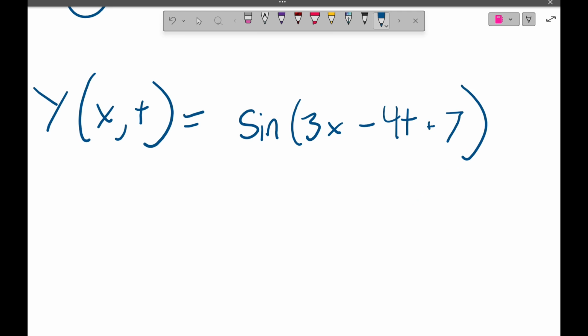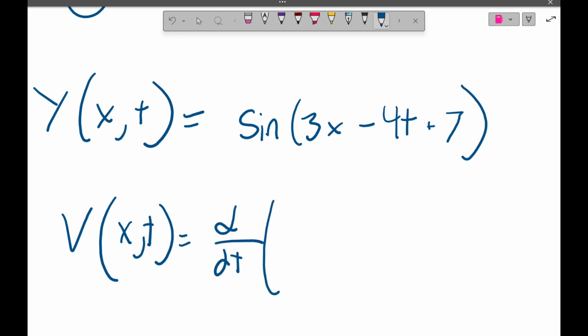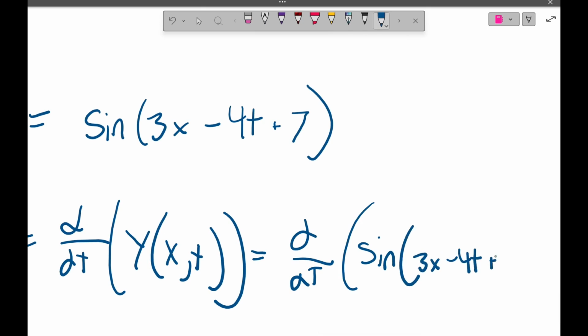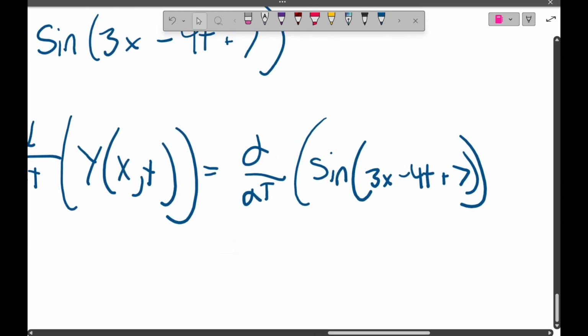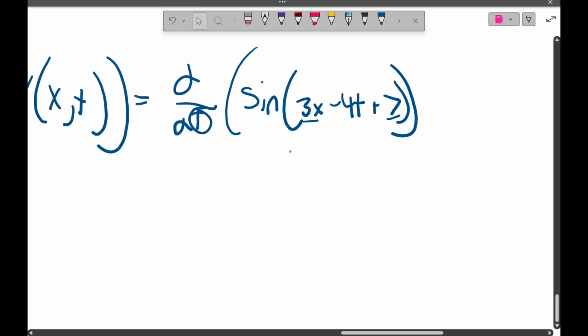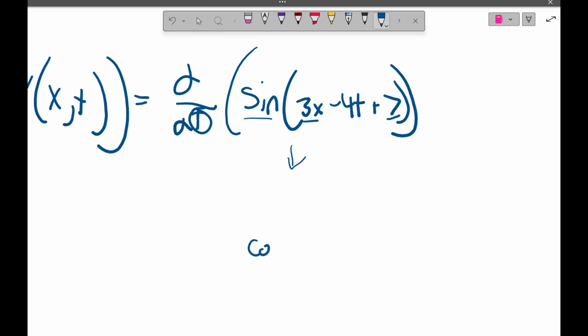but it doesn't matter. Because when I go to take v of x and t is equal to del t of y of x and t, then del t of sine of 3x minus 4t plus 7, right? I'm taking the derivative with respect to t. Okay, I don't care about the x term. I don't care about the constant. I mean, they're staying along for the ride, but really, all I'm doing is taking the derivative of the trig function. So the first thing I'm going to write is cosine, okay? But don't forget chain rule. It's not like every coefficient or number here gets pulled out, right?